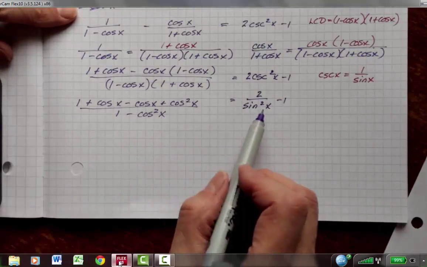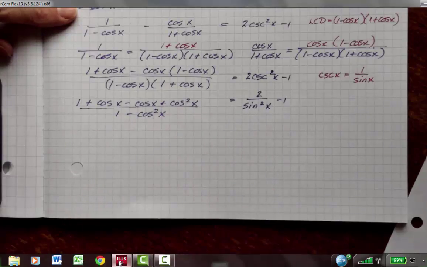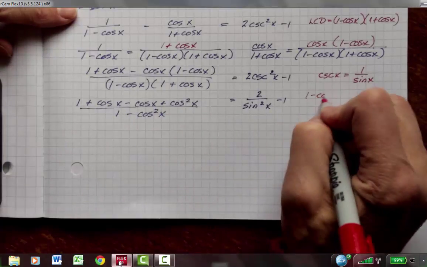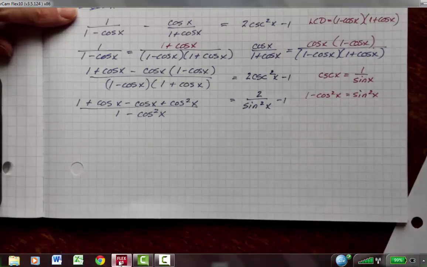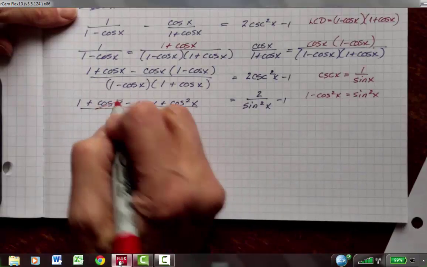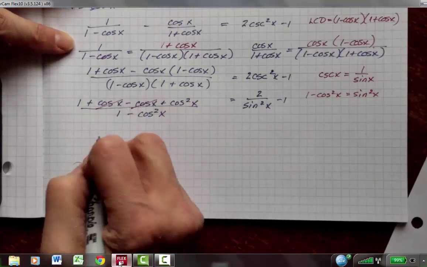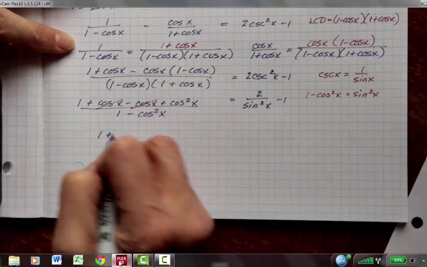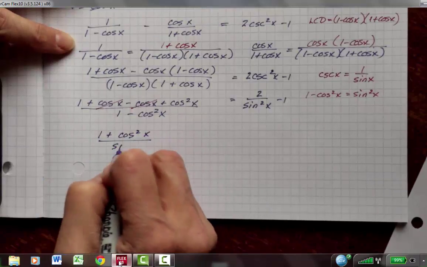So somehow I have to get a sine squared down the bottom. Well, looking at my denominator here, I have a Pythagorean identity. 1 minus cosine squared x is equal to sine squared x. I'm going to use that identity right here. At the same time, I'm going to simplify and cross out my cosines in the numerator. So I end up with 1 plus cosine squared x over sine squared x.